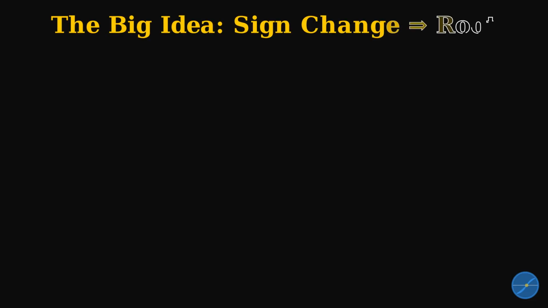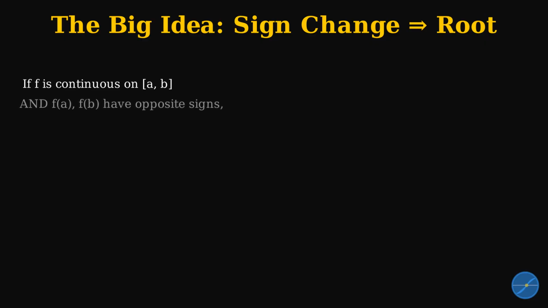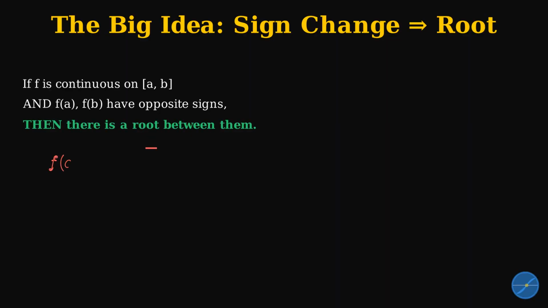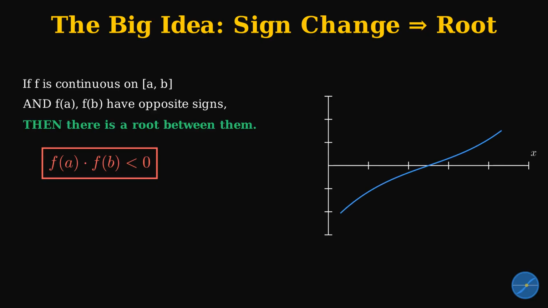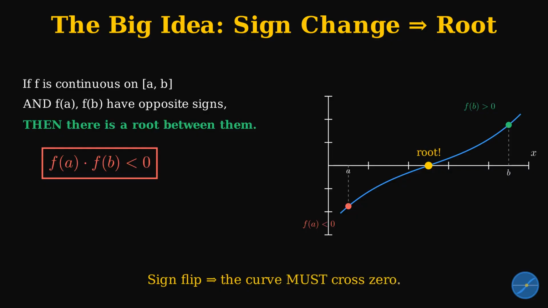The whole method rests on one big idea. A sign change means a root. If f is continuous on an interval a to b, and f of a and f of b have opposite signs, then there must be a root somewhere between them. If f of a times f of b is negative, one value is below 0 while the other one is above. Graphically, the curve starts below the axis at a and ends above it at b. To get from below to above, a continuous curve has to cross 0 somewhere, and right there is your root. A sign flip means the curve must cross 0. That guarantee is the engine of everything that follows.